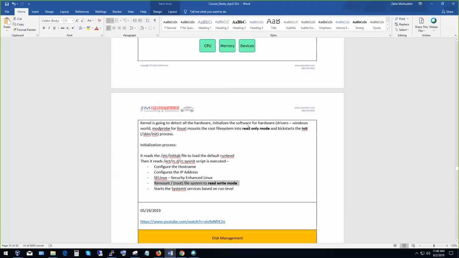Okay, so why is it in read-only mode? Because it still is stuck here at init tab. What is init tab? Init tab reads which file, which run level the system needs to be booted in. Okay, and then it reads the init sysinit script that is executed.